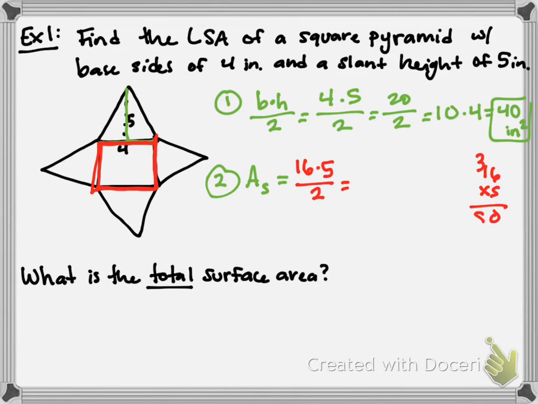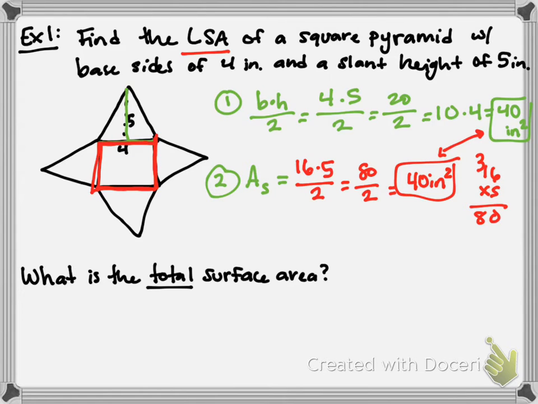30. 5 plus 3 is 8. 80 divided by 2 is 40 inches squared. So do you see how we got the same thing, doing it either way? All right, and then we just have to remember the total surface area is a little different, right? Lateral surface area doesn't include the bases, but the total surface area does include the bases.